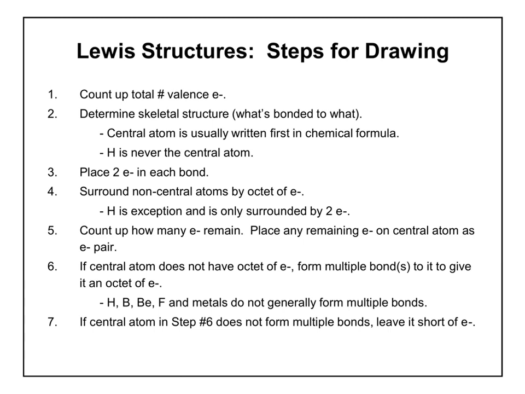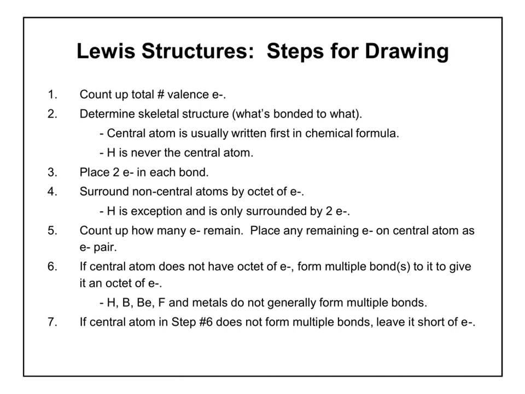So let's start with number 1. First, you're going to count up the total number of valence electrons of everything in the compound, okay? Then determine the skeletal structure. So what's bonded to what? Now the central atom is usually written first in the chemical formula. However, hydrogen can never be a central atom. And with our acids, hydrogen will be written first. So keep that in mind. Even if hydrogen's written first, you know it can't be a central atom.